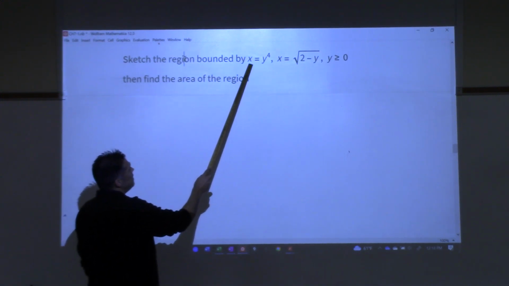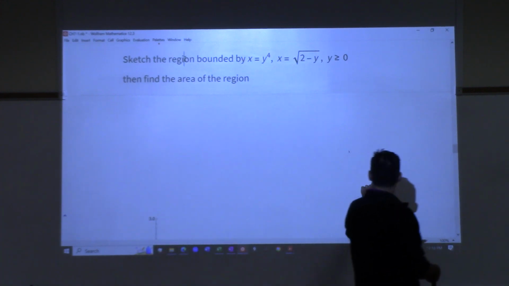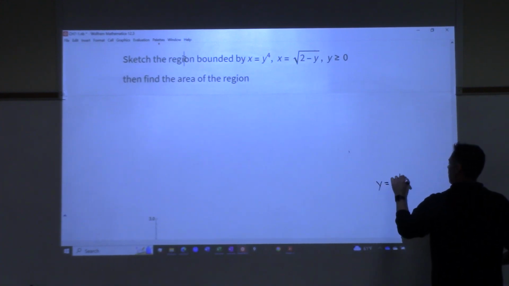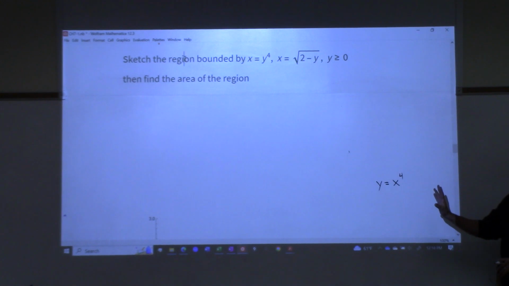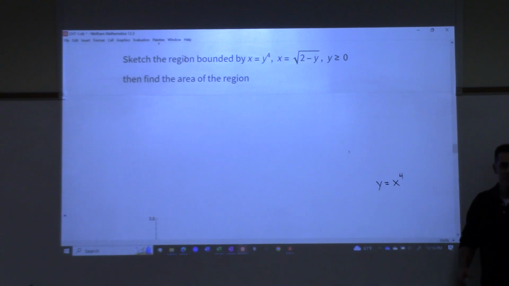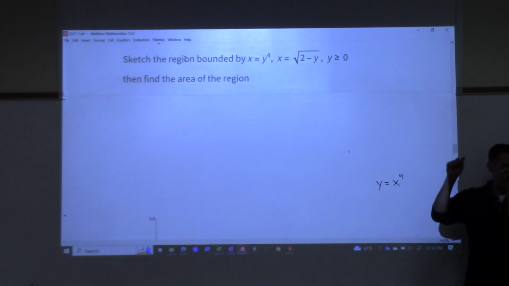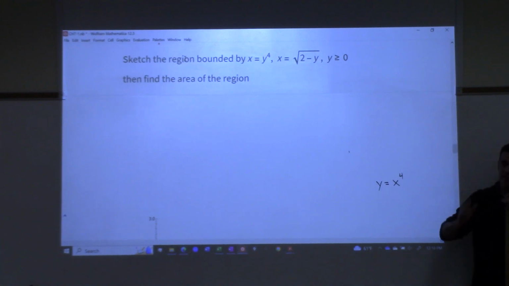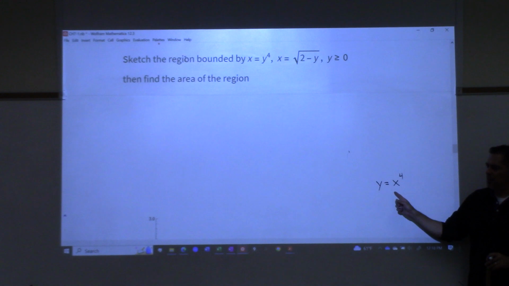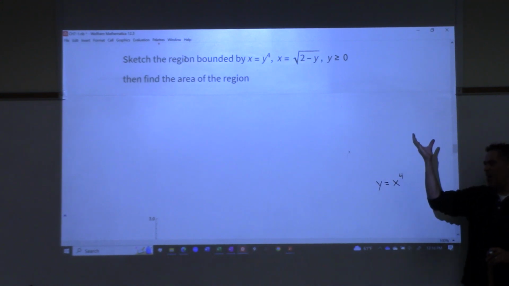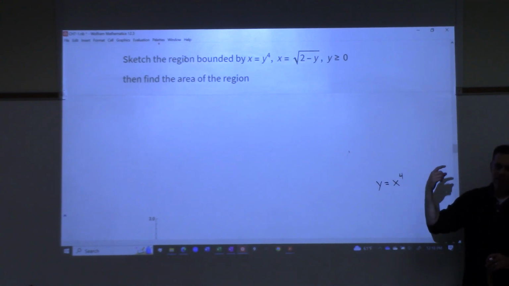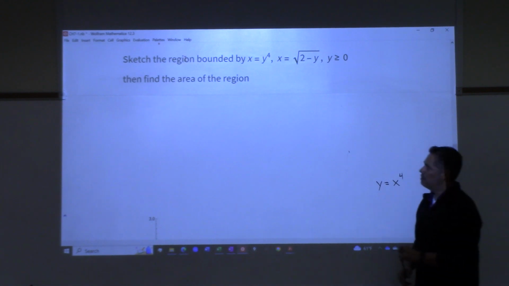If this was the other way around, if it was that way instead, do you know what that looks like? Kind of like a parabola, but just a little bit sharper, grows faster, right? So this is basically a parabola, but it's not going up, it's sideways because it's x equals y squared, right?